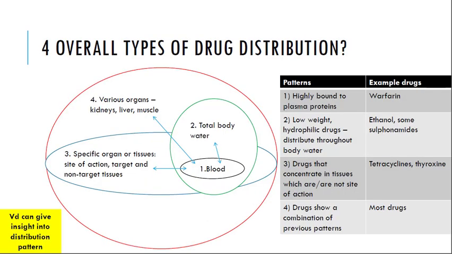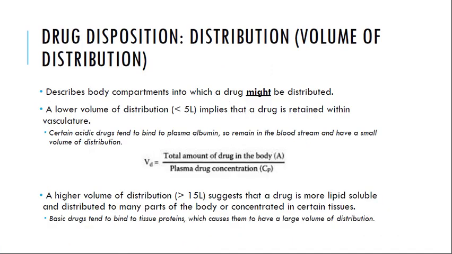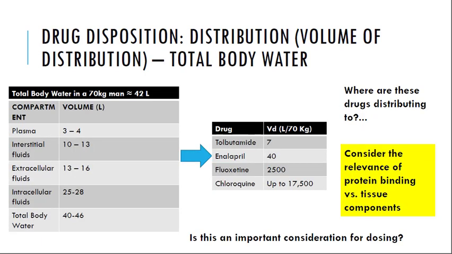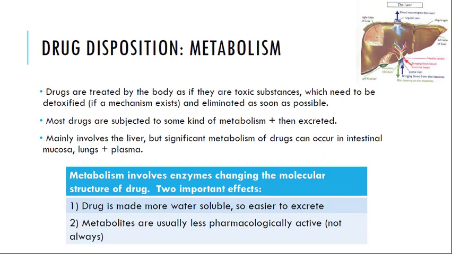4 overall types of drug distribution. I suppose you could remember the 4 overall types of drug distribution, but I'm unlikely to ask you detailed questions on it. Volume of distribution, yes, I need you to know volume of distribution. What does it mean when a drug has a really high volume of distribution? What does it mean when a drug has a really low volume of distribution?